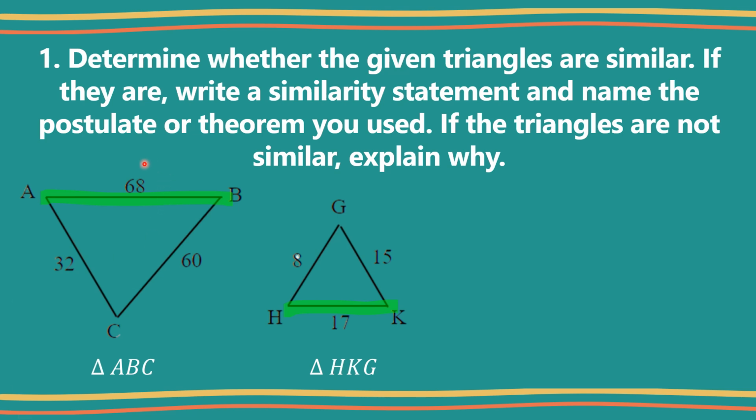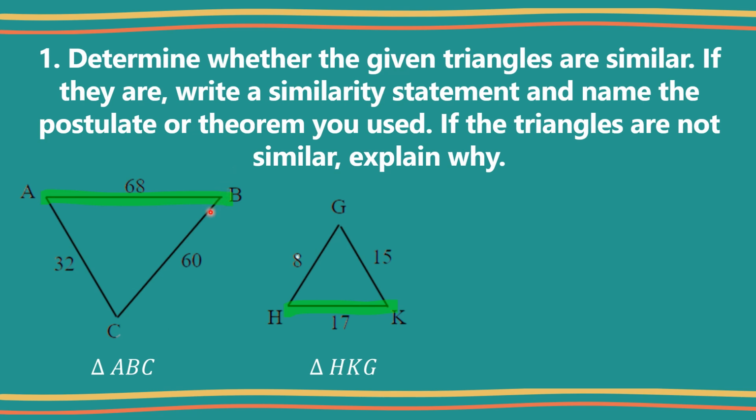I'm always going to put the triangle on the left in the numerator and the triangle on the right in the denominator. That's just the way that I do it to keep that pattern the same in my head. So my triangle on the left gives me the largest side of 68. The triangle on the right has the largest side of 17. So I'm going to start with my fraction being 68 over 17.